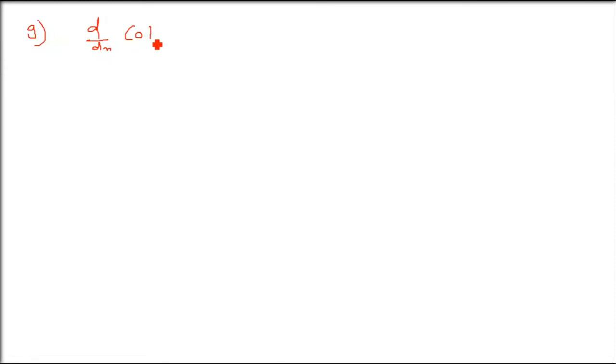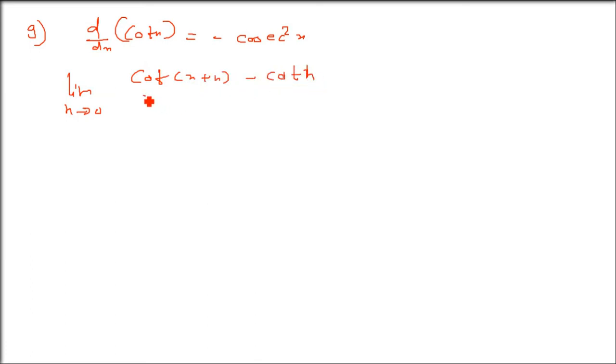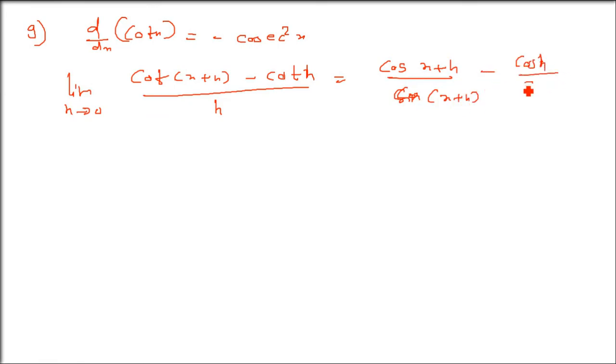Ninth we are taking d by dx of cot x, which is going to be minus cosec square x. So we are applying the limit now. Limit h tends to 0, cot(x plus h) minus cot x by h. I am doing it by first principle, f(x plus h) minus f(x) by h. So cot, again change it to cos by sin: cos(x plus h) by sin(x plus h) minus cos x by sin x.